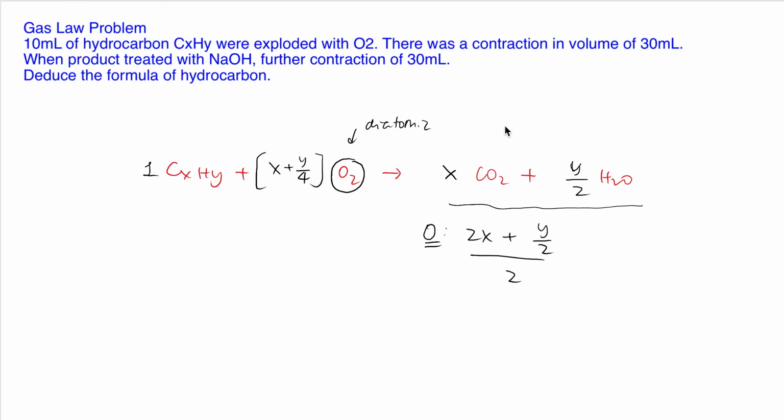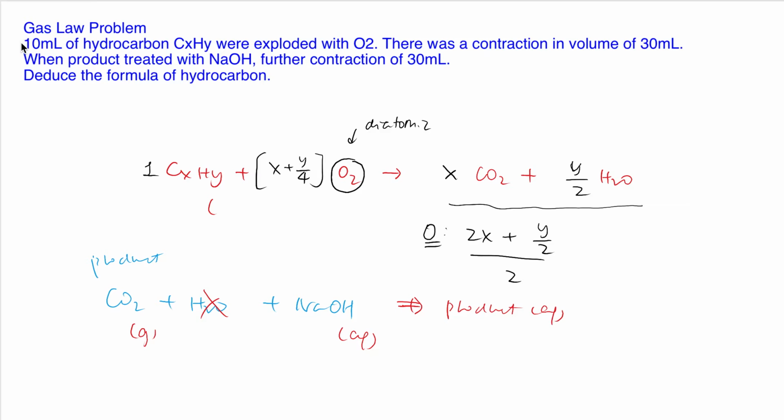Then they said the product, which is carbon dioxide and water, is going to react with sodium hydroxide. We know sodium hydroxide doesn't react with water. Sodium hydroxide only reacts with carbon dioxide, so these two react together and form some kind of product. It would be in a solution, so it's aqueous as well. Carbon dioxide is a gas. NaOH is aqueous. Your original hydrocarbon is 10 moles, so you know it's a gas. Oxygen gas is definitely a gas. Carbon dioxide gas is definitely a gas.